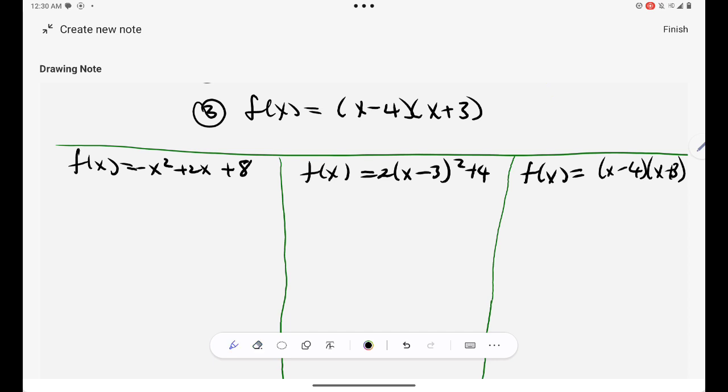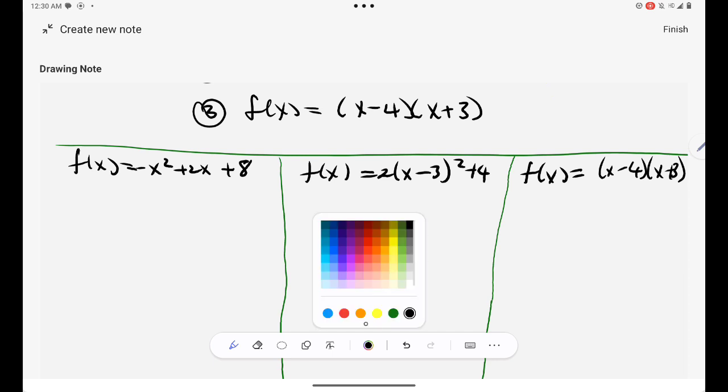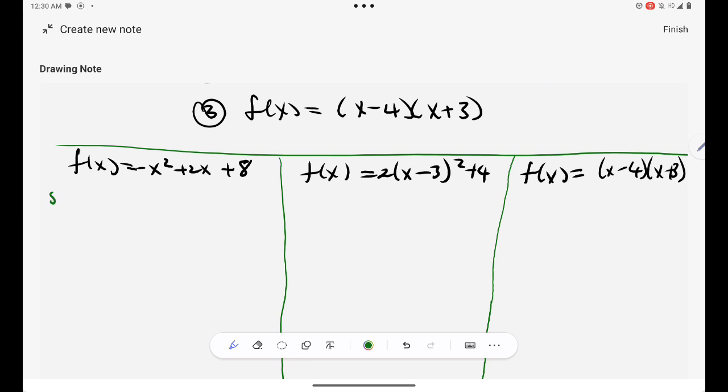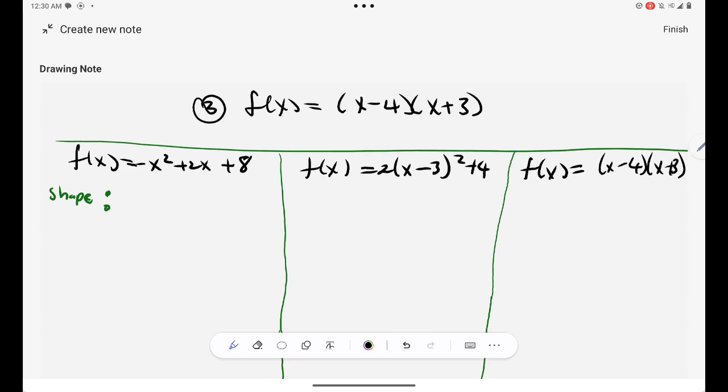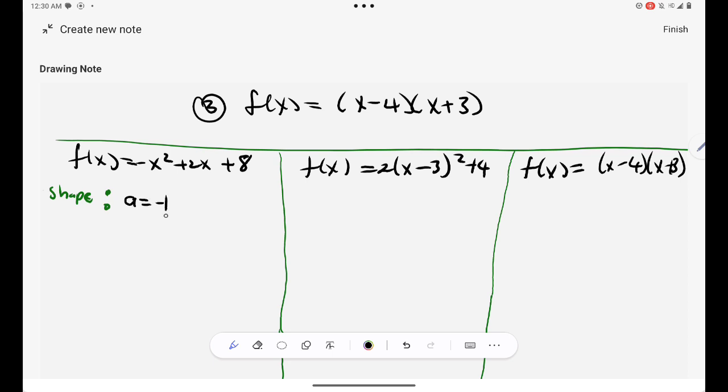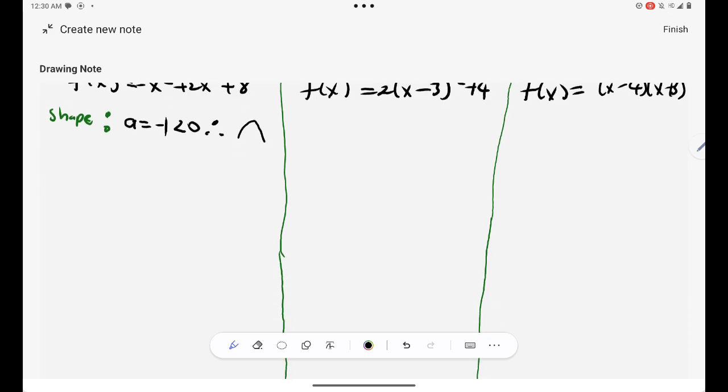The first thing I need to do is to establish the shape of my graph. Let me use green for the first one. The shape of my graph, ne? I know that a is equal to negative 1. Negative 1 is a number which is less than 0. Therefore, my graph will be facing downwards. Are you together?